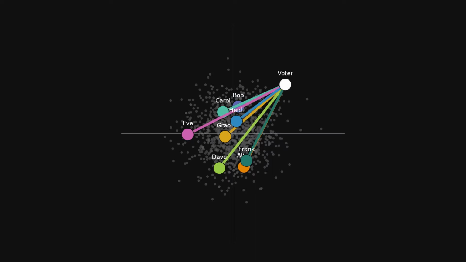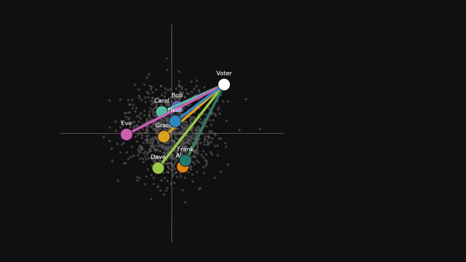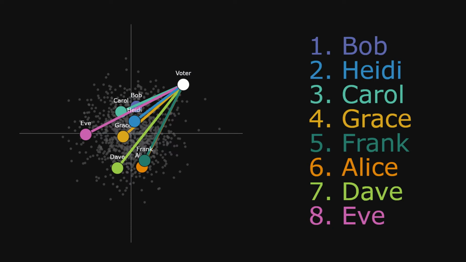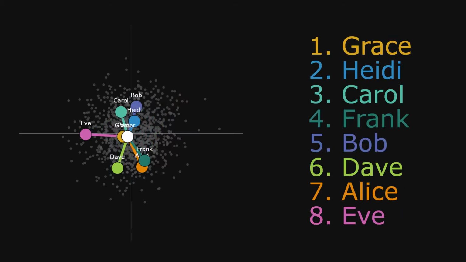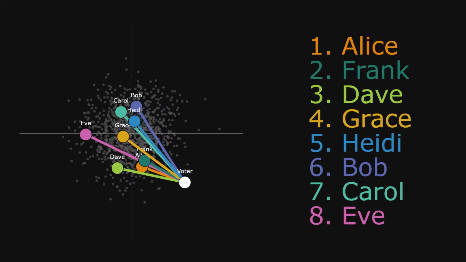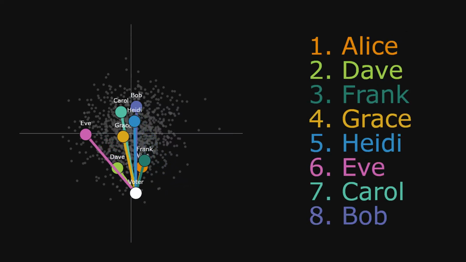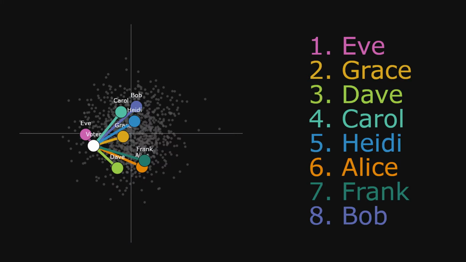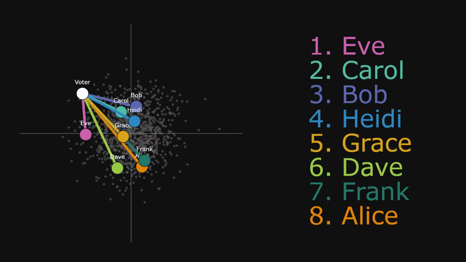For the voters, how close any given candidate is to them determines how much they like that candidate. Voters like candidates that are close to them and dislike candidates that are far away from them. This particular voter is closest to Bob, so Bob is their favorite, and they are farthest away from Eve, so Eve is their least favorite. And we can do this calculation for wherever the voter is in the ideological space. Note that the candidate that is closest to them is always ranked the highest, and the candidate that is farthest away is always ranked the lowest.